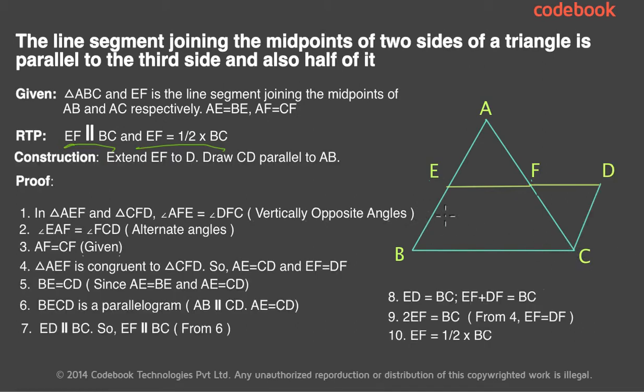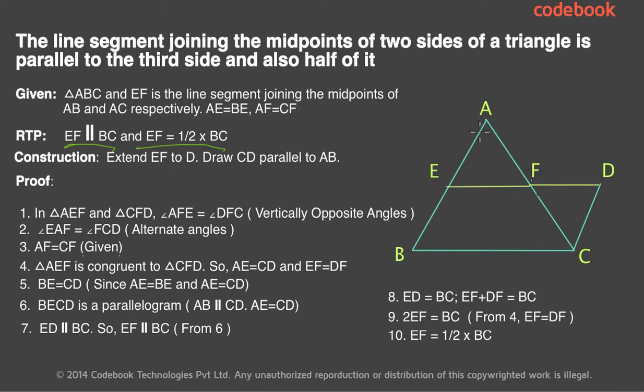So in order to prove this, we need to do some construction. First, let's draw CD parallel to BE or BA, and then extend EF to meet CD at D. So this would form a quadrilateral BEDC as you see here. So now let's try to prove this theorem.